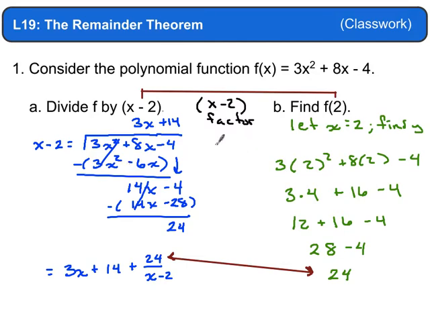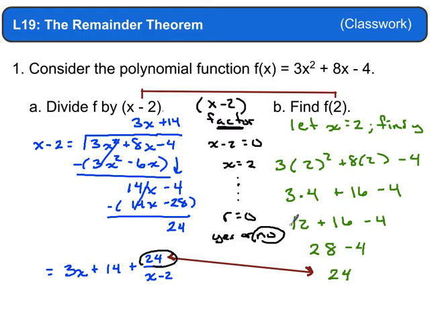And so if we were to set it equal to 0, x minus 2 equals 0, we would get x equals 2. And so what are we testing? We are testing to see if we get a remainder of 0, yes or no. It determines if something is truly a factor or not. In this case, we got a 24. So therefore, we did not get a remainder of 0.